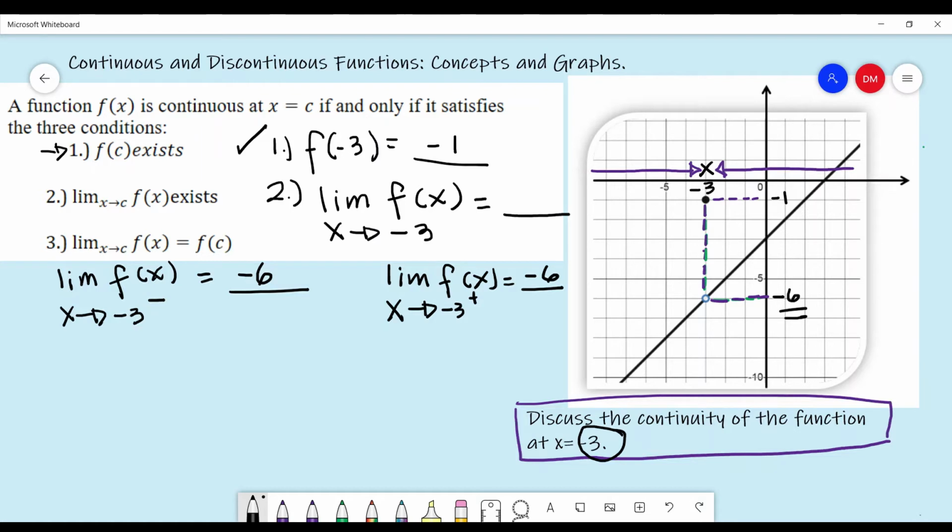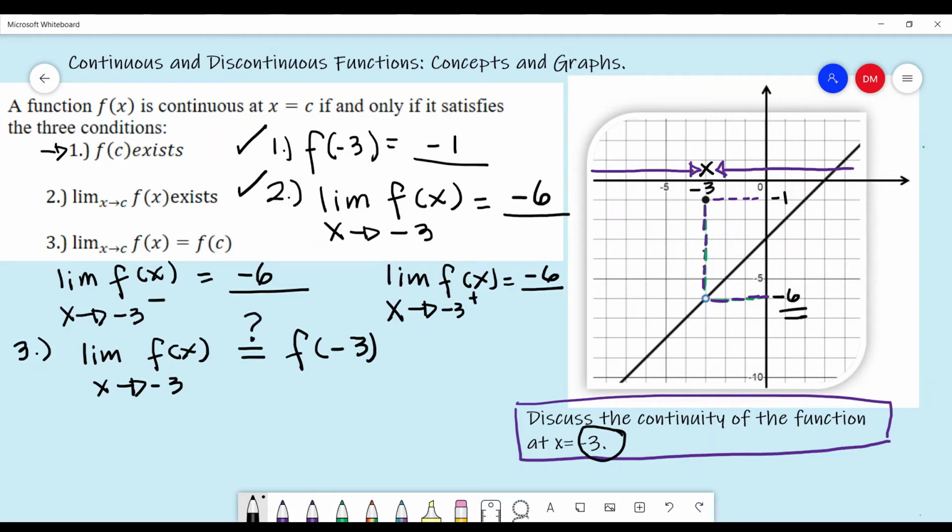So the left hand limit is equal to the right hand limit. Therefore the limit exists. So condition number 2, check. Now let us go to number 3. Is the limit equal to f of negative 3? Limit of f of x as x approaches negative 3, and then f of negative 3. So are they equal? Let us check. So our answer from condition number 2, negative 6, and from condition number 1, negative 1. So they are not equal.